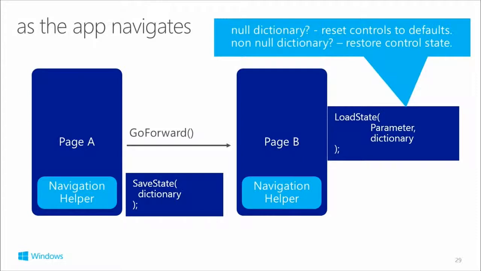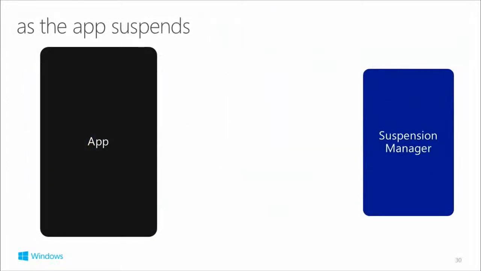You can look here, when you're going forward into a page, in the load state there's a clue whether this is a forward navigation to the page. In that method, in load state, you look at the state dictionary that's passed in. If it's null, you know this is a new forward navigation into that page, so you can reset your controls, even if you've got a cache mode required. If there is a state dictionary, then you can restore it.